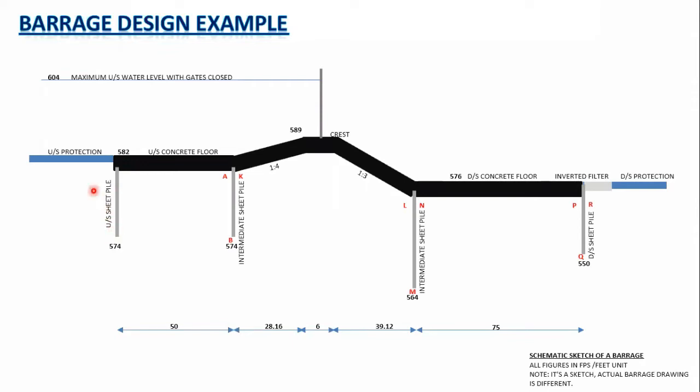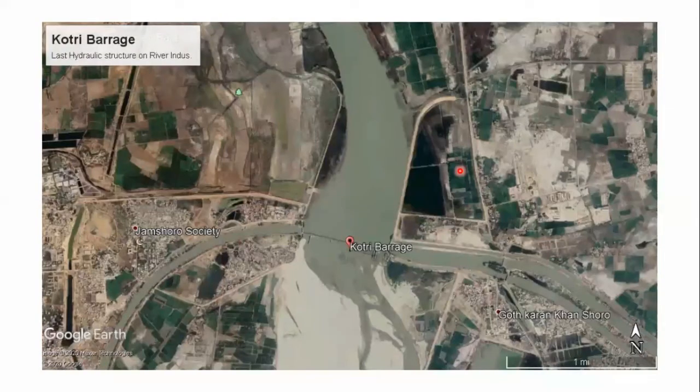Here we are viewing the barrage in its longitudinal section. From the top, a barrage is visible like this. This is an aerial view of Kotri Barrage. Kotri Barrage is the last hydraulic structure on the Indus Basin. In the Pakistan region, the last hydraulic structure on the Indus River is Kotri Barrage. So I am showing you an aerial view of Kotri Barrage.